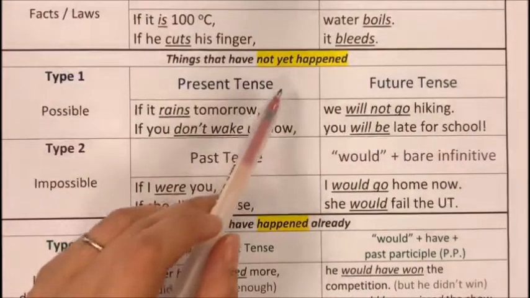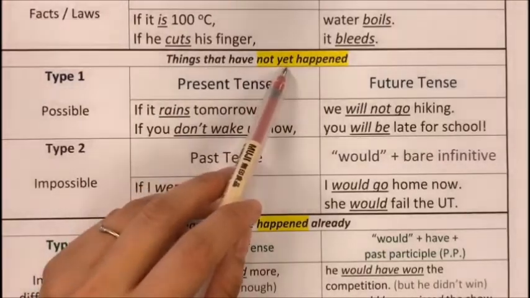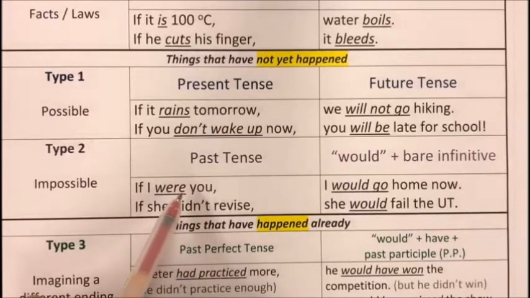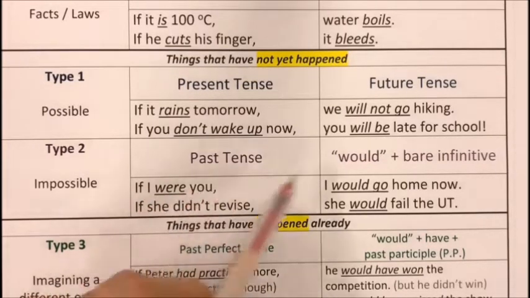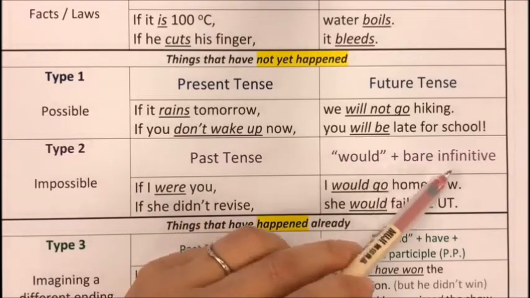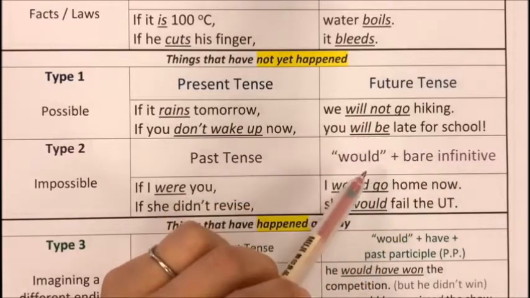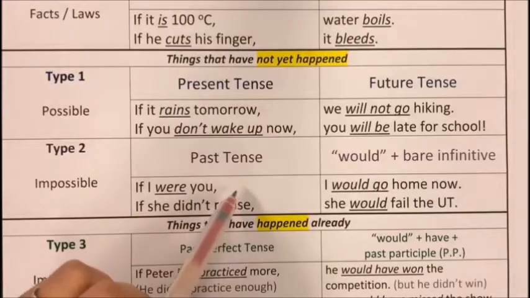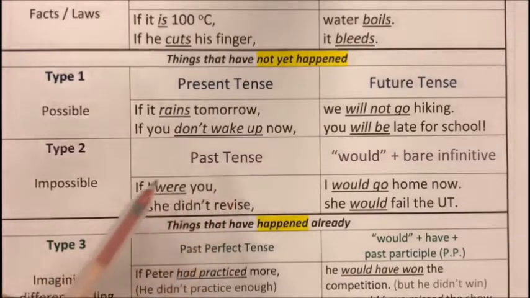For type 2, things haven't yet happened, but are not likely. It's pretty impossible. For example, if I were you, well, I won't be you. It's never going to be possible. So it's impossible, so I use past tense. If I were you, I would go home now. And we use would plus the bare infinitive. Basically, it's the past tense of will. I would go home now if I were you. But the point is, I'm not you. So it's just advice, and I'm not going home.